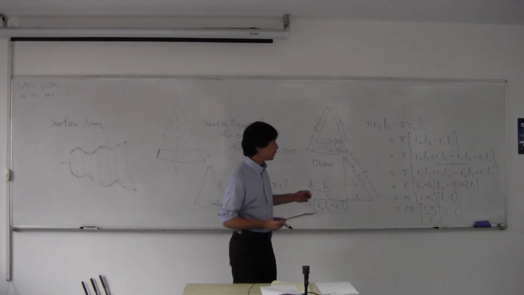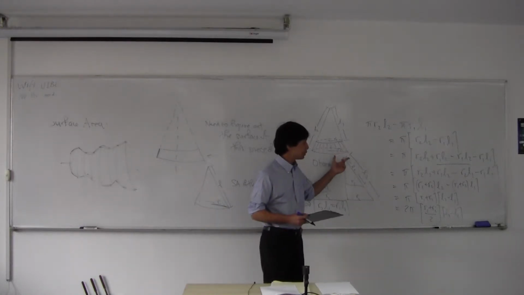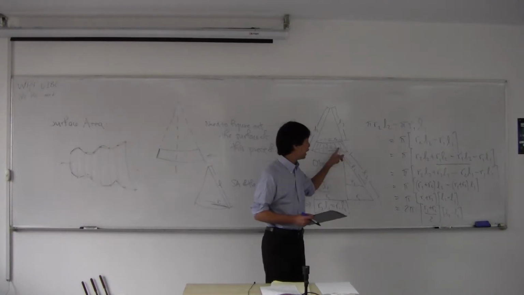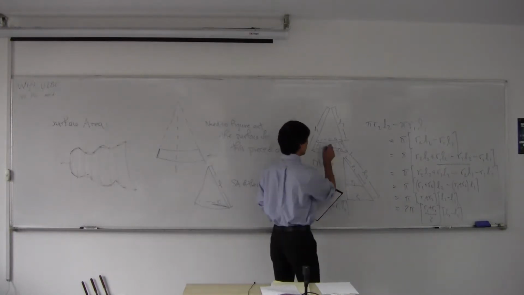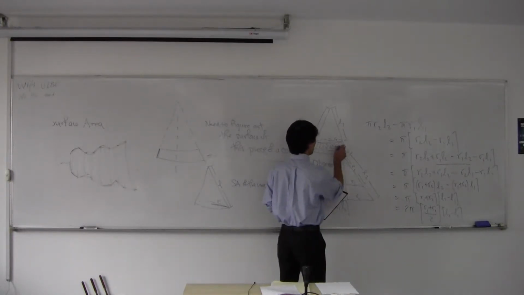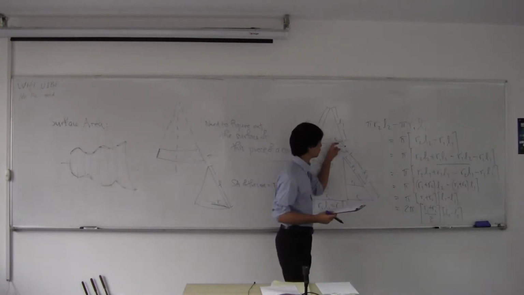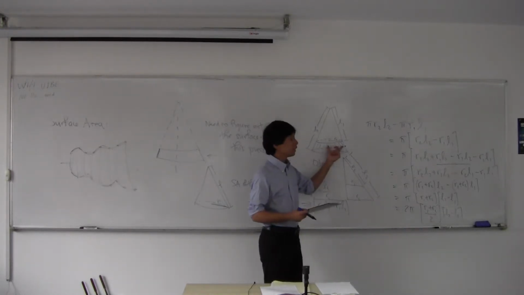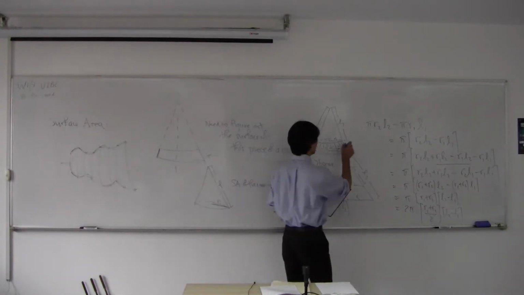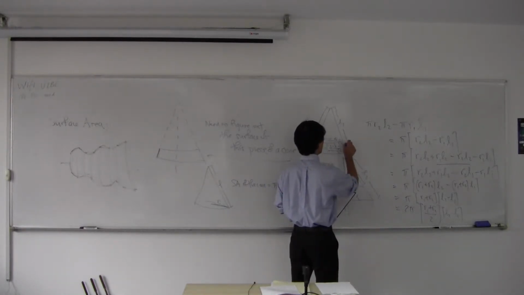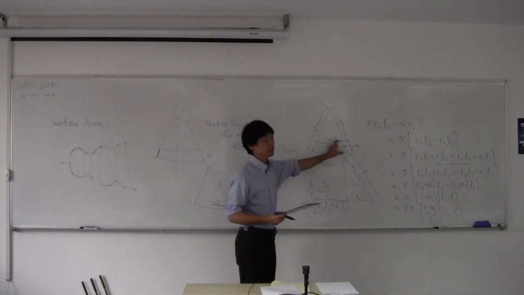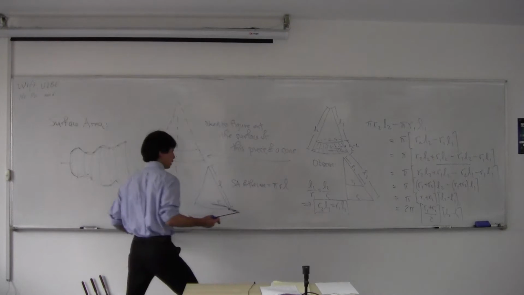Okay, so it's 2 pi times the average radius, right? The average radius is going to be R1 plus R2 over 2, that's the half radius, the average radius, times L2 minus L1. This thing here is L2 minus L1, the height. So let me write it up.